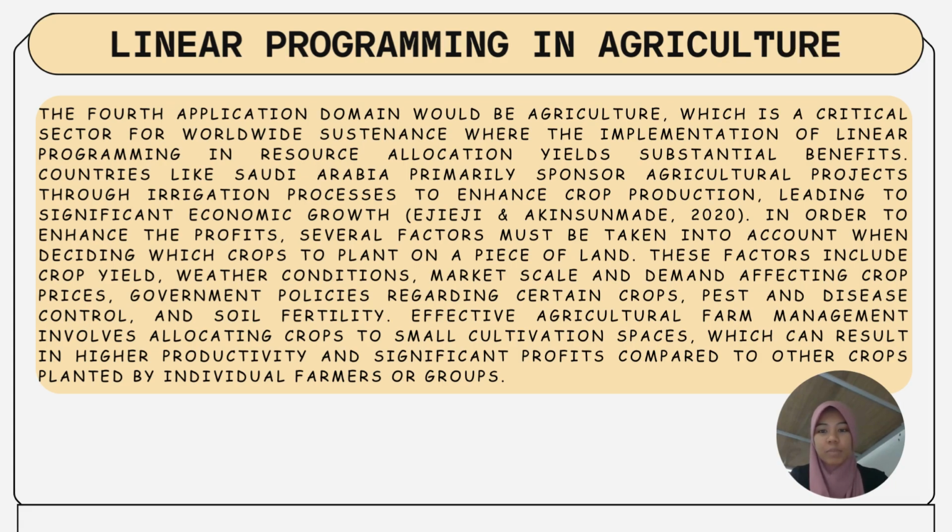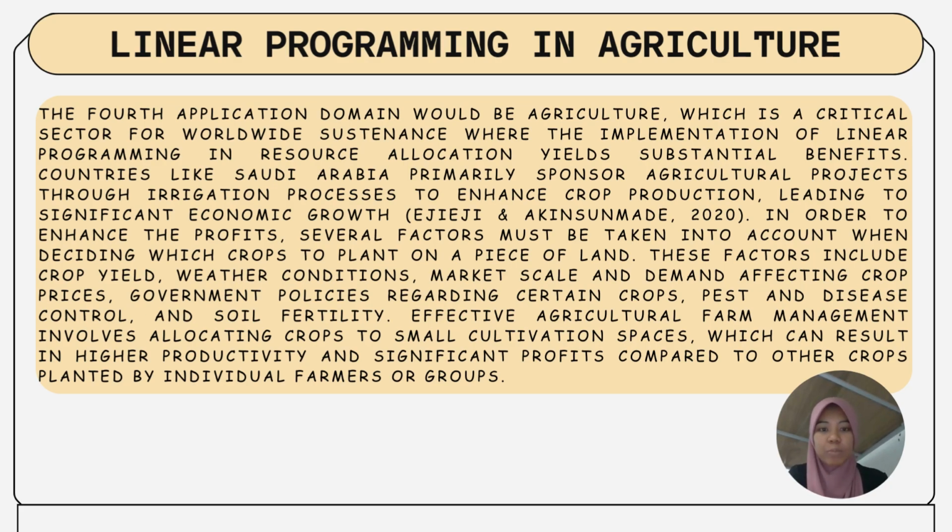For the next part, I'll be talking about the fourth application, which is the agriculture area, a crucial sector for global sustenance. By implementing linear programming in resource allocation in agriculture, it can bring substantial benefits. Countries like Saudi Arabia support agriculture projects through irrigation to boost crop production, leading to notable economic growth, according to a 2020 journal by AJG and Akin Sumande.